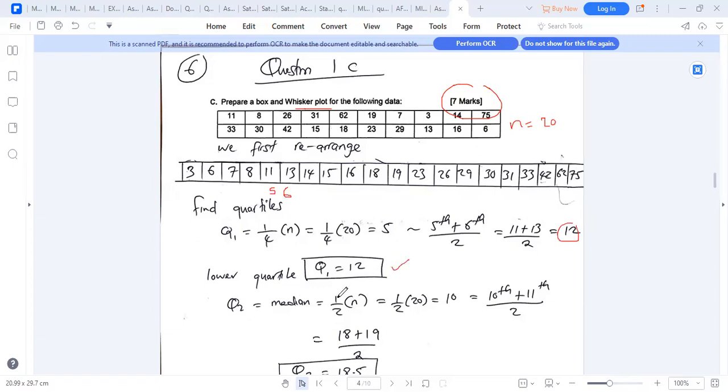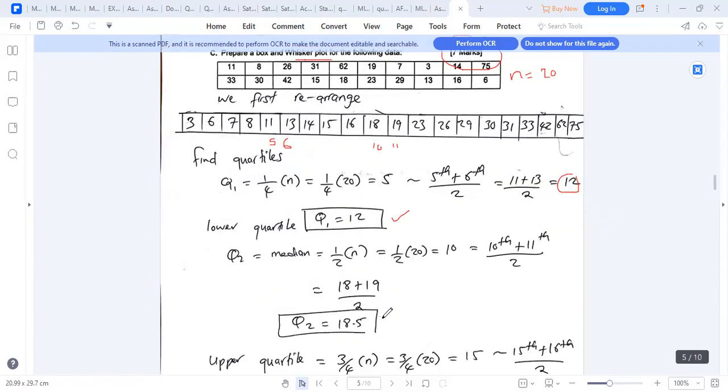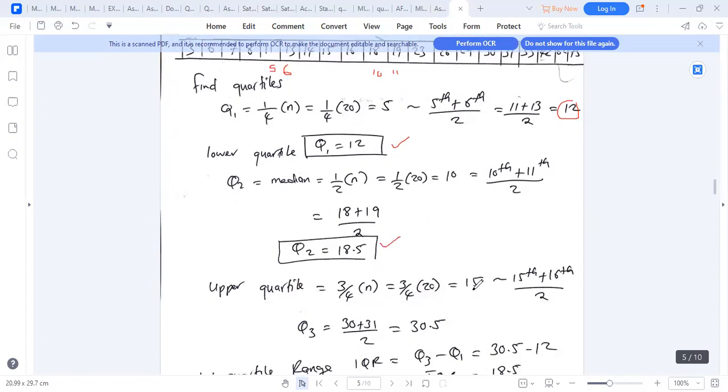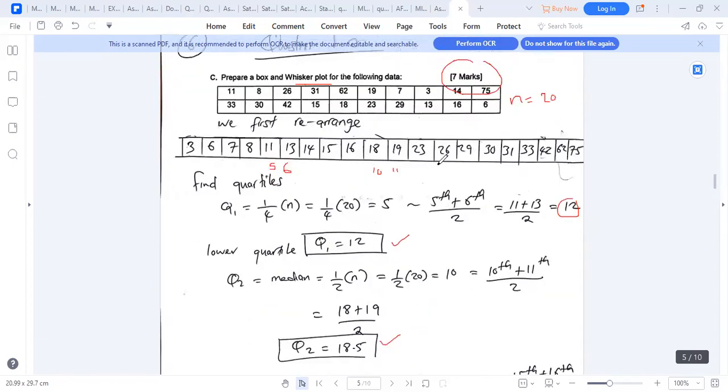And to go to our Q2, which is the median, half of 20 is 10. Then 6, 7, 8, 9, 10. So it means the 10th and the 11th, you average them. So this is 18 plus 19 divided by 2, we get 18.5. Then the upper quartile is 3/4 of n, which is 15. So 11, 12, 13, 14, 15, and the 16th, we average these two.